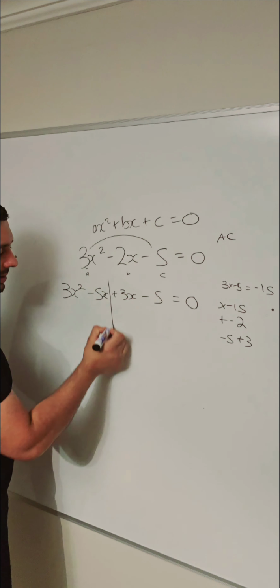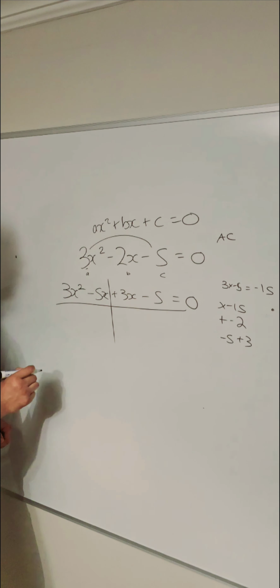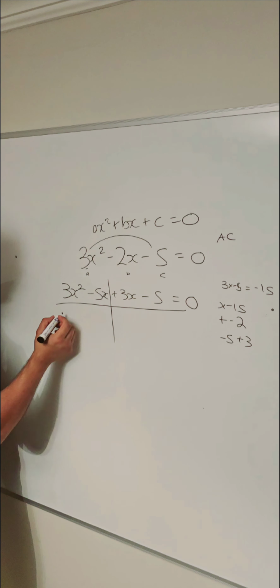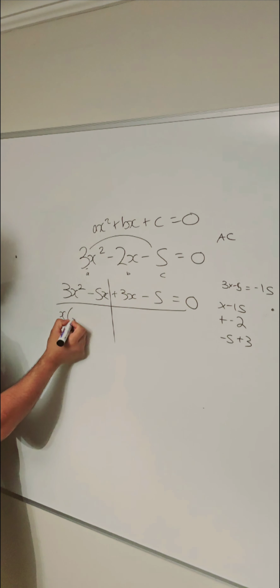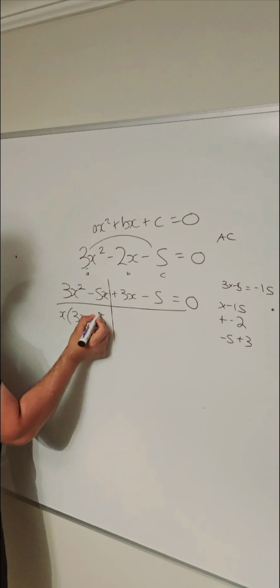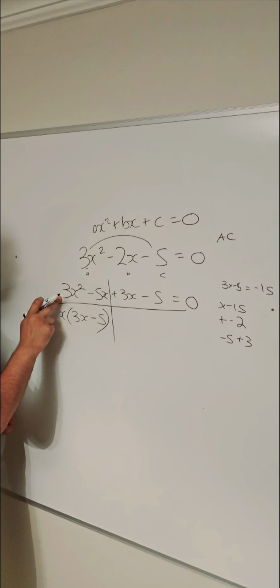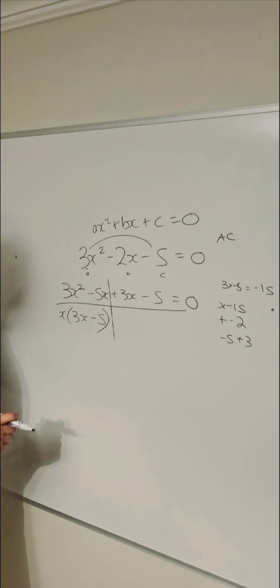Now what I like to do is separate these out and begin factorizing each of these individually. If I factorize the first one here, that leaves me with x bracket 3x minus 5. Remember, when factorizing, you find common numbers and letters. The only common thing that's shared between the 3x squared and minus 5x is the x.